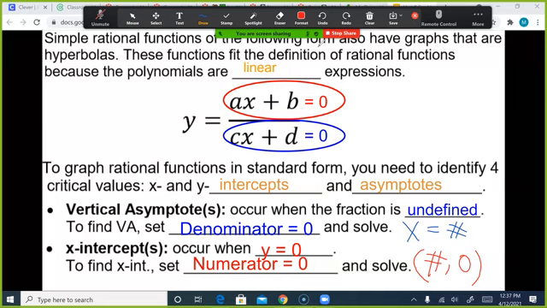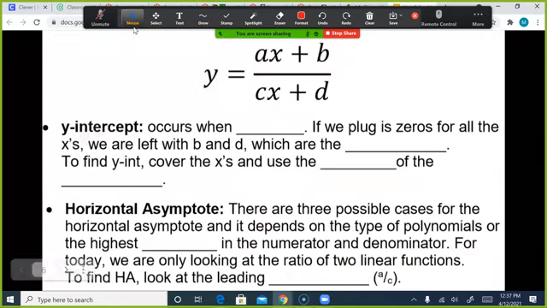Alright, so that's vertical and that's x-intercepts. Notice these are both x's. So when you're looking for x stuff, you're looking at it horizontally, the numerator and denominator. For y stuff, you actually look at it vertically.